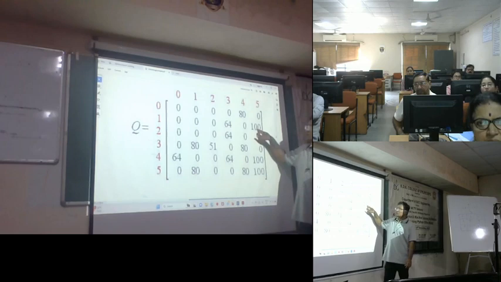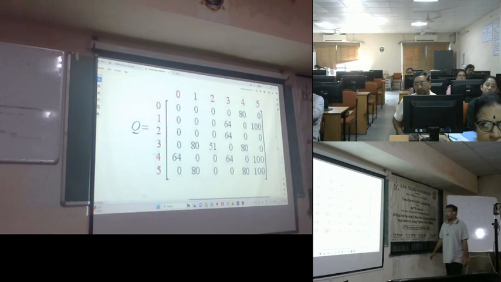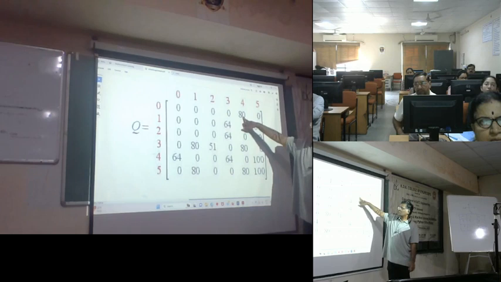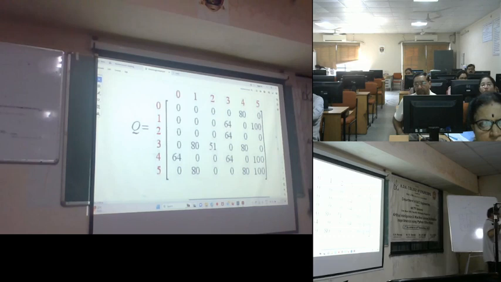So you start from any, let's say if you start from 0, from 0 you go to 4, then from 4 you go to 5. So the highest in the row will tell you which action to take. And depending on the action, the state will also change.